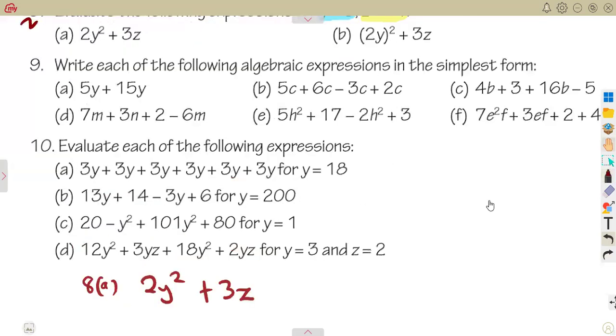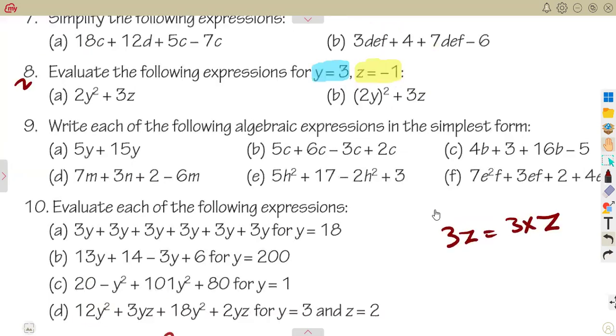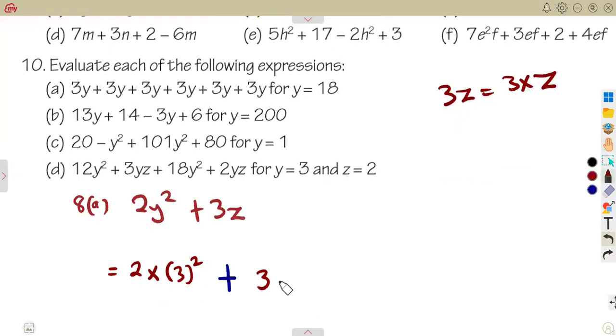So it is going to be 2 times y squared. We take the value of y as it is. Remember, y is what? A 3. So that is going to be 3 squared like this. Or you can write it as 2 into 3 squared like that. It is simply one and the same thing, as long as you understand what you are writing there. Plus 3z. So this is 3 times z, and we have the value of z, which is minus 1. So that is 3 times minus 1, or you can have a bracket. It's up to you. You can just write minus 1 like this.